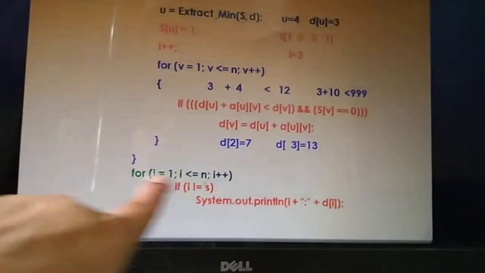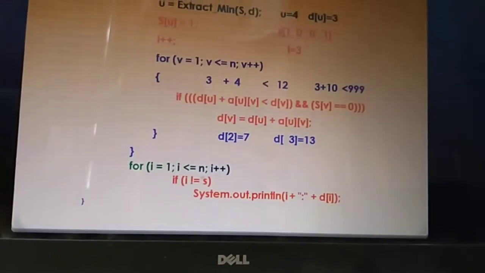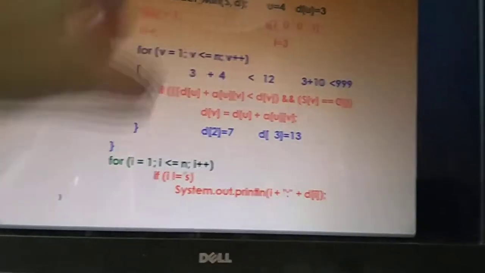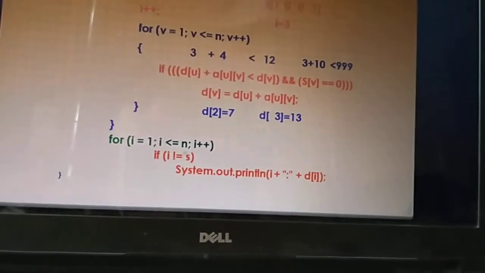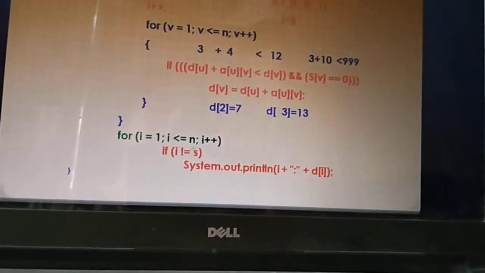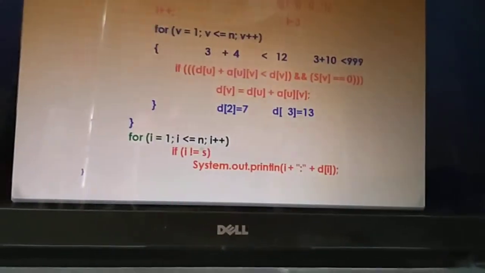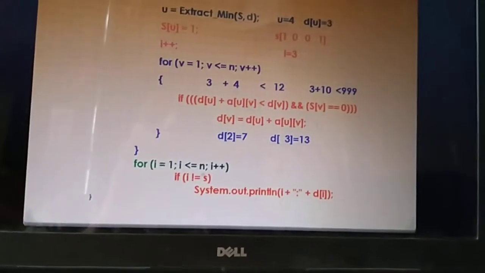Then again I'll move on to the same thing. So what is the I we have taken? It was 3. Now again 3 is less than or equal to 4. Yes. Again I'll go here. Again I'll call the extract minimum. Again you will find out the U and the D of U. So what will your U and D of U be?